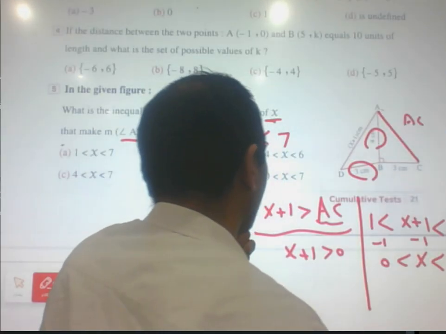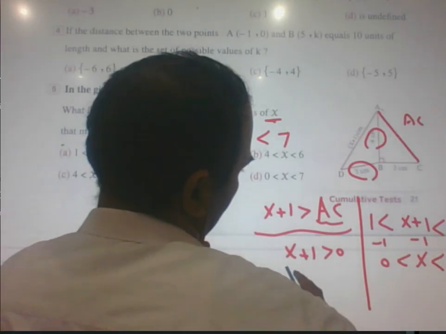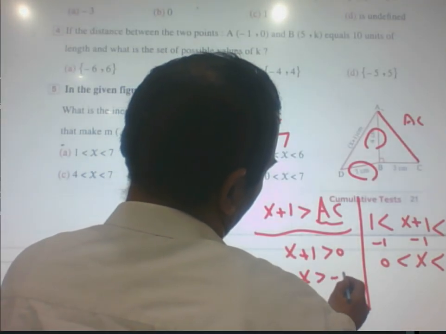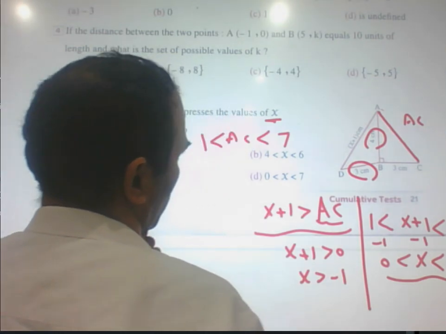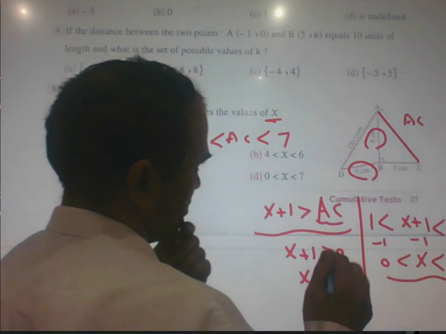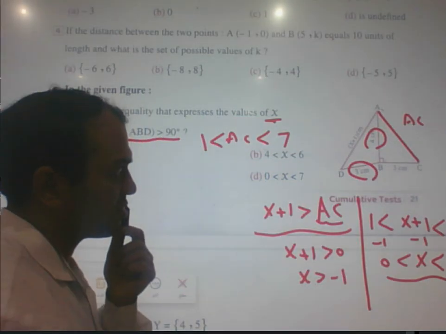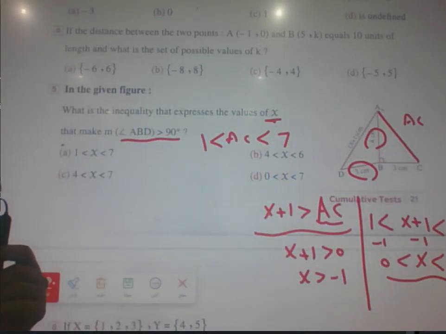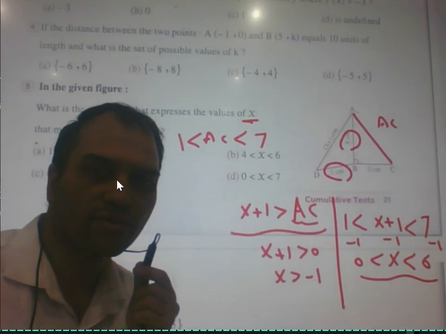Okay, x is greater than 0. If we move the negative here, then x is greater than negative 1, but x is greater than 0 and less than 6, like 1, 2, 3, 4. We know the sum of any two sides must be greater than the third, so x plus 1 must be greater than the third. 3 plus 4 equals 7. And this is an obtuse angle also.